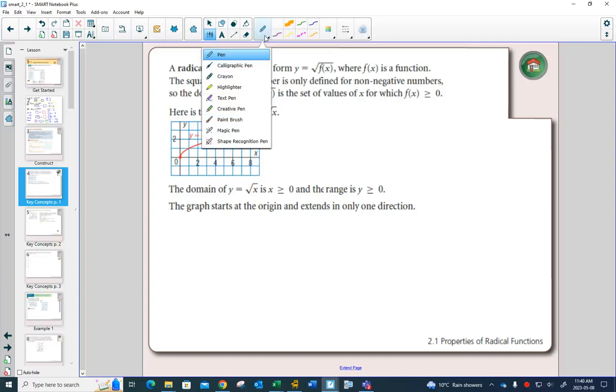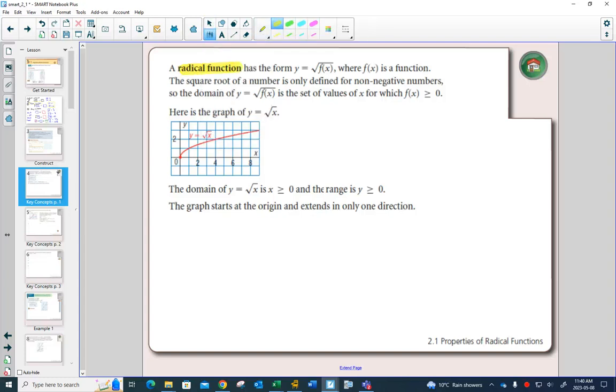First part of this unit is dealing with radical functions. A radical function is more than just the square root graph that we began with. You can put anything inside that square root, any function.